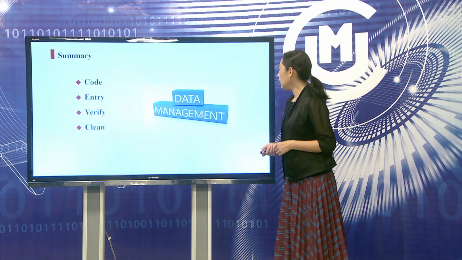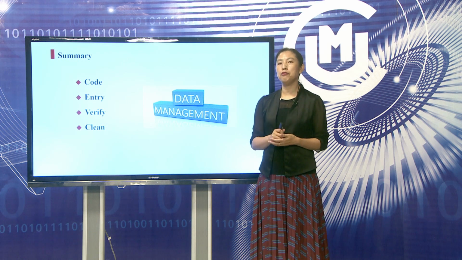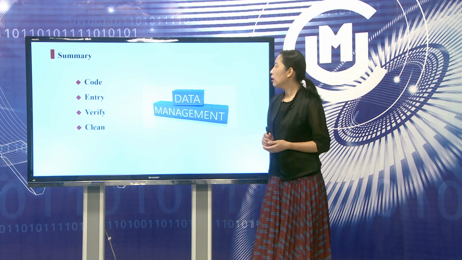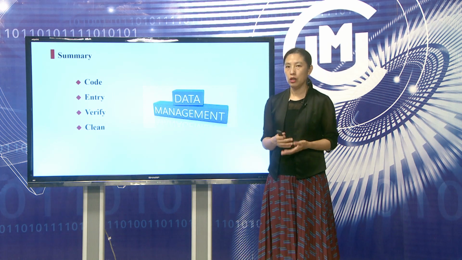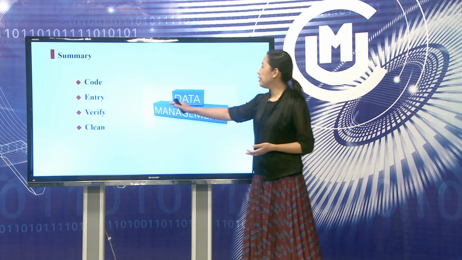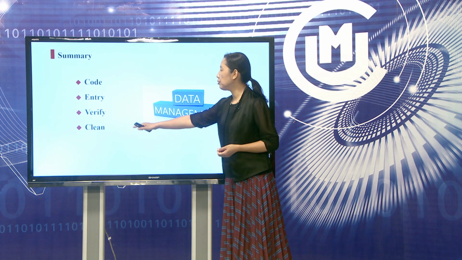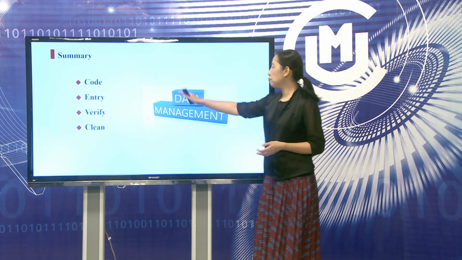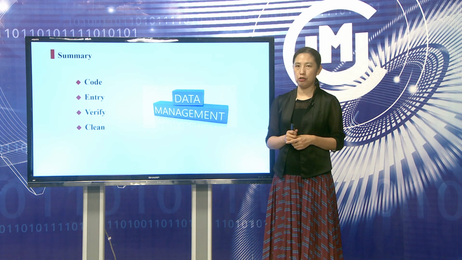So we talked about data management in this section. Just remember, before you do the data entry, you need to do the coding. You need to have a rule of code. You do have a coding book, and then you enter the data. After you enter the data, you need to verify the data and do the data clean. So these 4 steps are very important steps for data management.